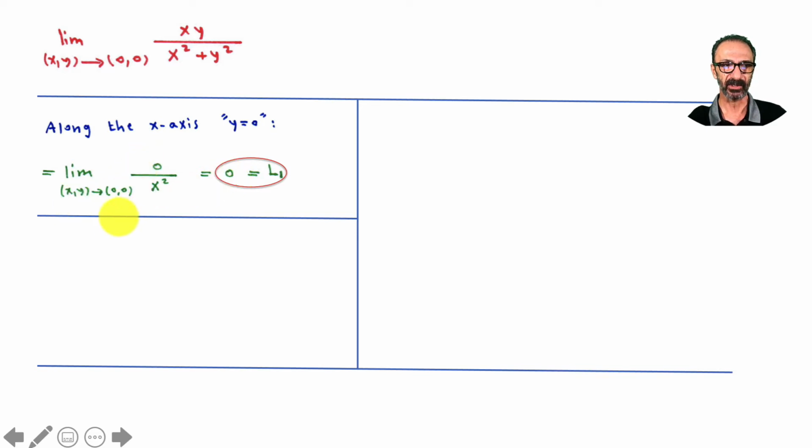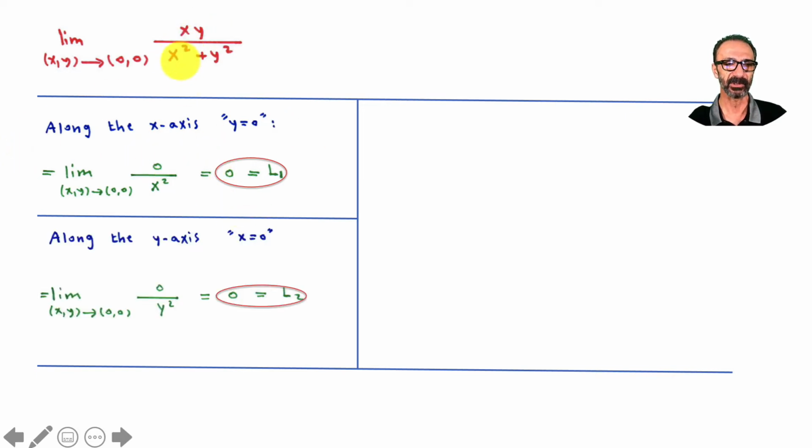Let's go along the y-axis. I said earlier, just by looking at it, it doesn't make any difference. This time you put x equals 0, and you end up with 0 over 0 plus y to the second. Same style. 0.